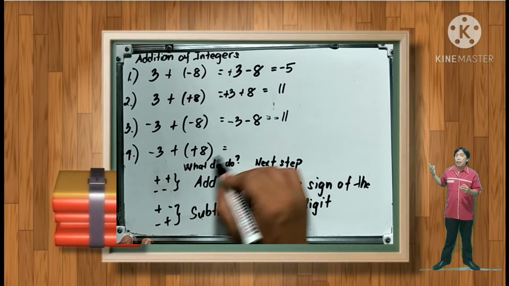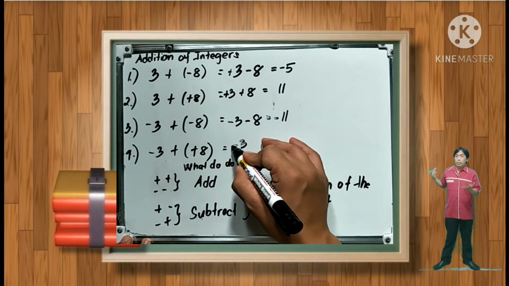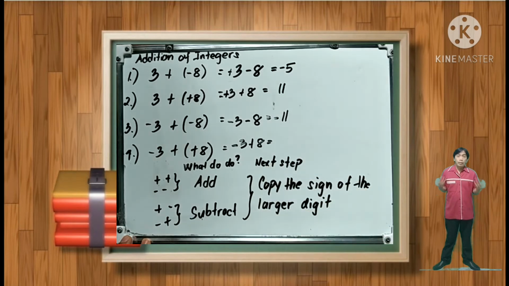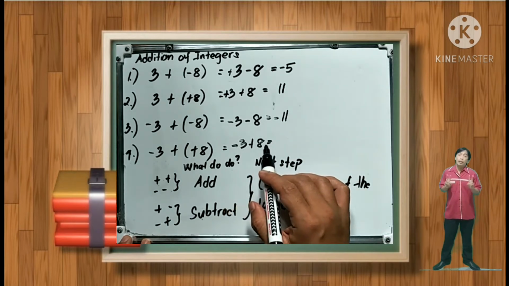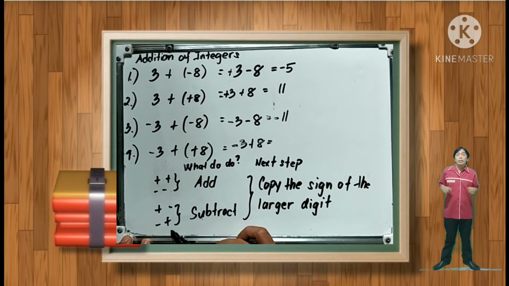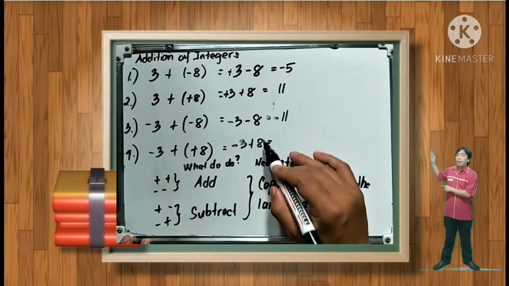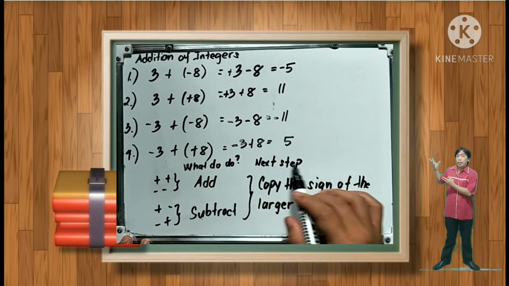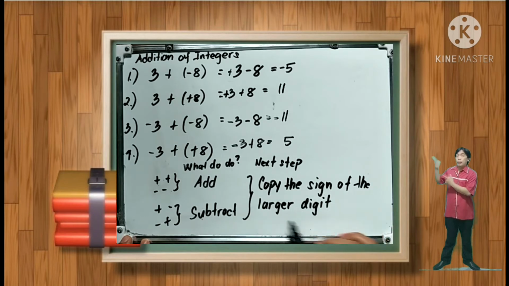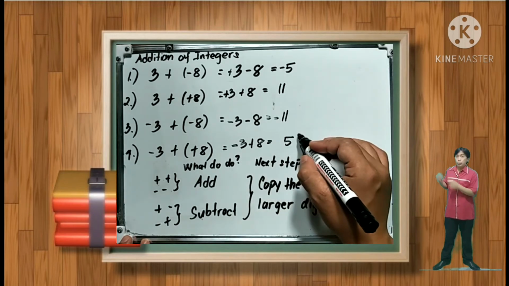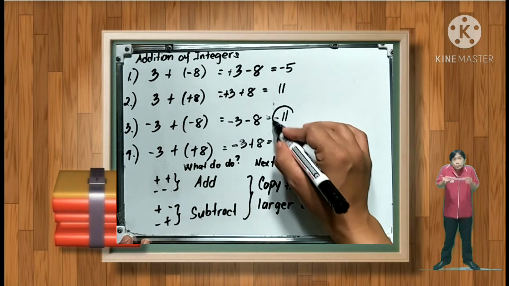Okay, on the last part, we have negative 3. Disregarding this, we have positive 8 or plus 8. So we have negative 3 plus 8. So negative and positive, it falls here. So what to do is we're going to subtract. So 8 minus 3, the answer is 5. Then the next step is we're going to copy the sign of the larger digit. Since 8 is larger than 3, we have positive 5. So these are the answers.